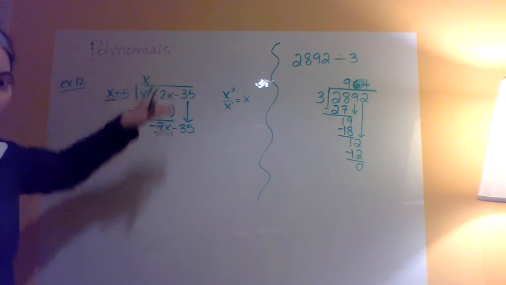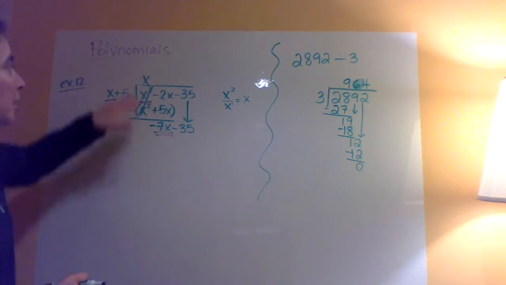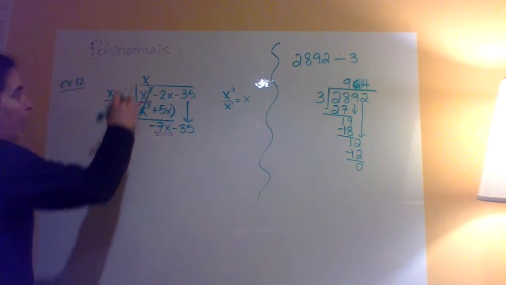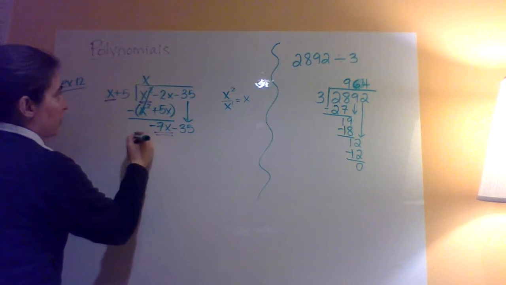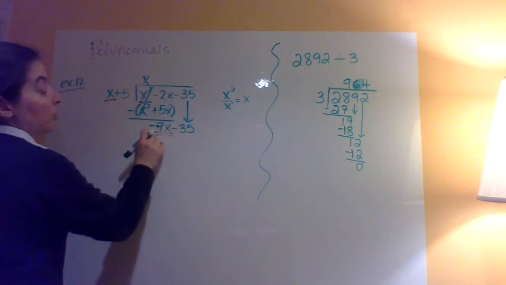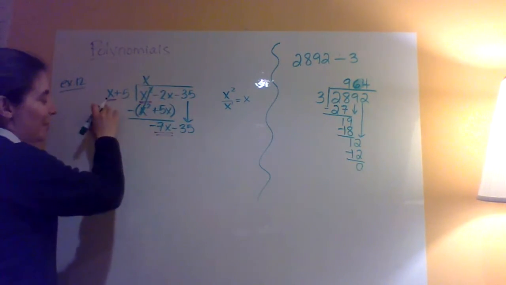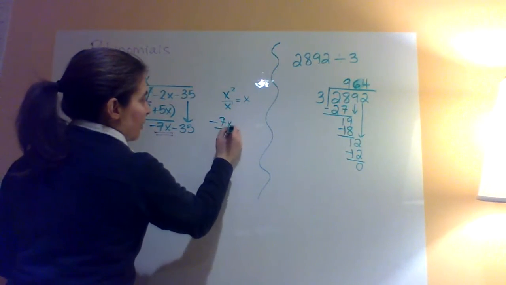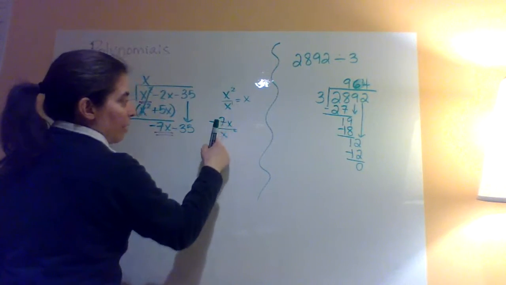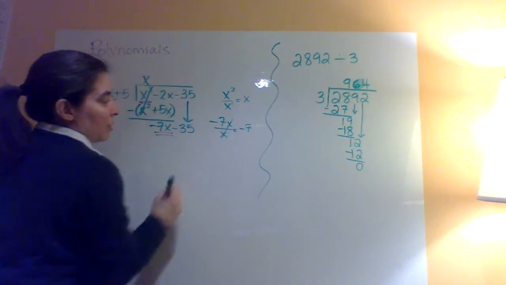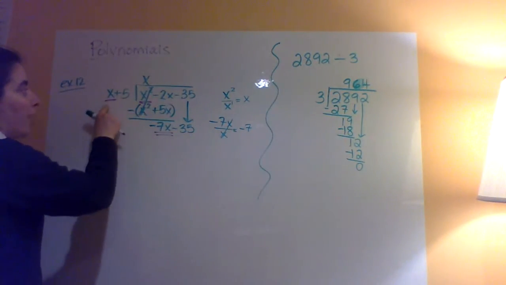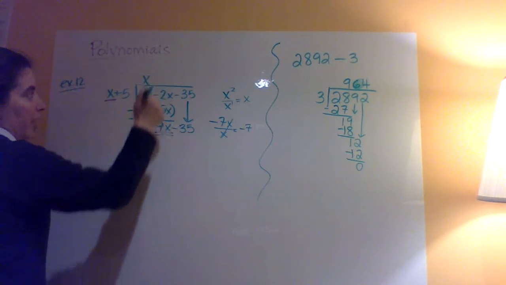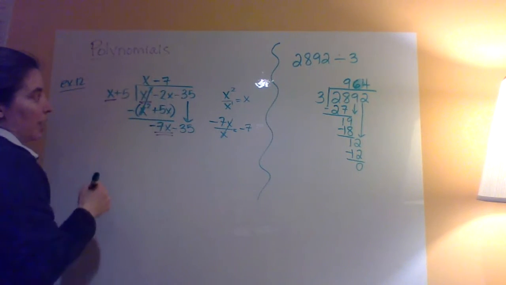But once I do that, then I multiply this by everything. We have to see how many times x goes into negative 7x. Another way to think about it is negative 7x divided by x. If I think about it that way, I can see that it's going to be negative 7 because those are going to be cleared out. Or I can think x times what multiplies to be negative 7x. Either way, it's going to be negative 7.